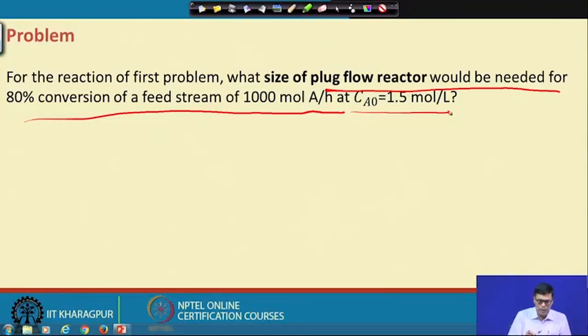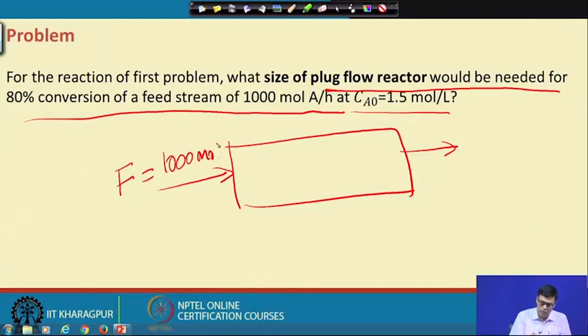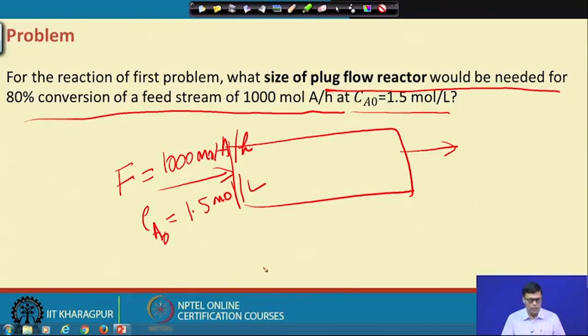Now here, suppose this is the plug flow reactor, this is the input, this is the output. Now what is the input that we have here? Flow rate is equal to 1000 moles of A per hour, am I right? And CA0 is equal to 1.5 mole per liter. So what size, for 80% conversion.